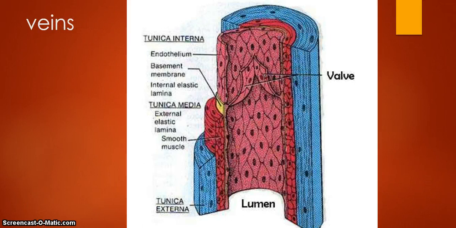Let's go on to the veins. As you can see, a very detailed diagram. Veins are blood vessels which carry deoxygenated blood. This means that there are very low levels of oxygen throughout the blood. The structure of the veins is similar to that of the arteries. Again, it consists of 3 layers.